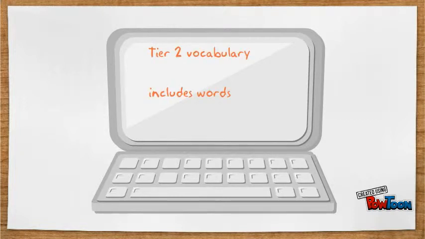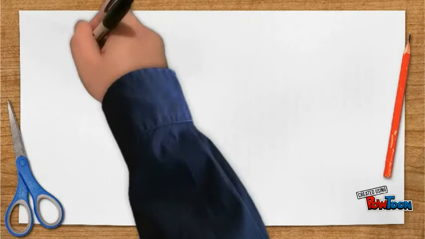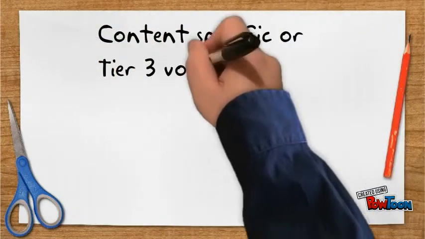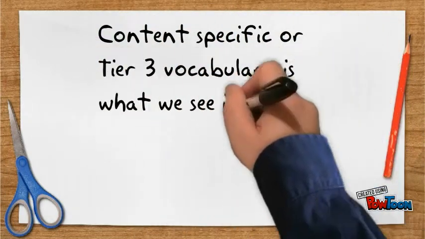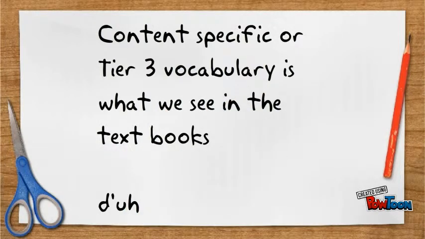Tier 2 words are the more colorful descriptive words like gigantic instead of big, or the multiple meaning words which can be confusing for ELL or DHH students. Tier 3 vocabulary consists of words we find in specific course content or in textbooks, such as monarchy or heredity. But let's go back to Tier 2.